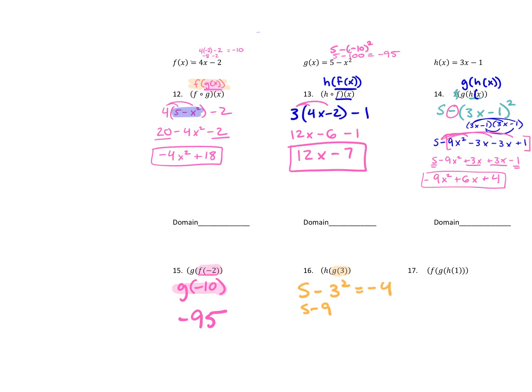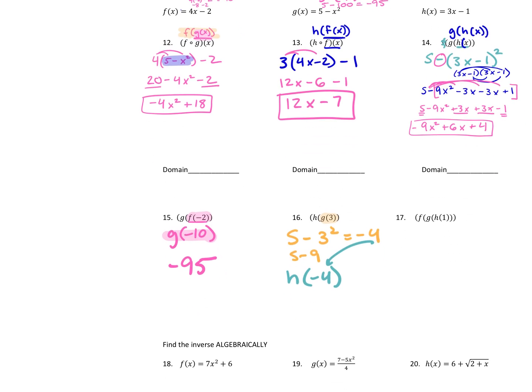Plug it into the h. We're going to plug it into h, so we're going to find h of negative 4 now. So we just take that answer and plug it into the second one. So when we plug in negative 4 into h, we have 3 times negative 4 minus 1. What's 3 times negative 4? Negative 12. And negative 12 minus 1? Negative 13. So our answer would be negative 13.